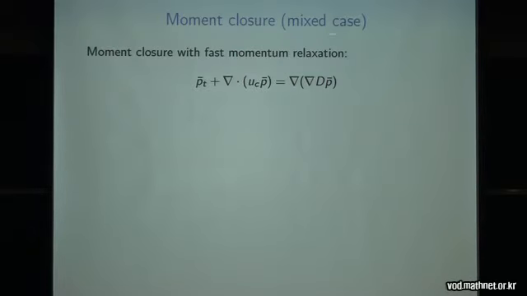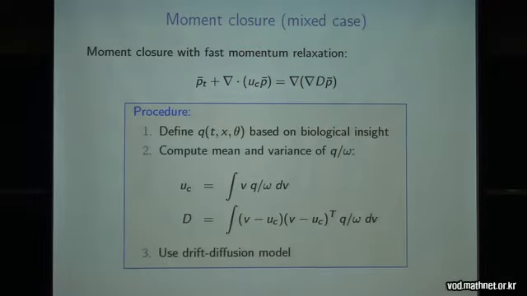So if you do the moment closure and assume fast moment relaxation, you get both terms at the same time, this drift term and this diffusion term. So then the procedure is you need to find Q. Whatever your biological situation is, we need to find what Q is, the fibre distribution. Then we can compute these moments, U, C, and D, first moment, second moment. We can plug it into the drift diffusion model, and then we have a diffusion model for our problem.